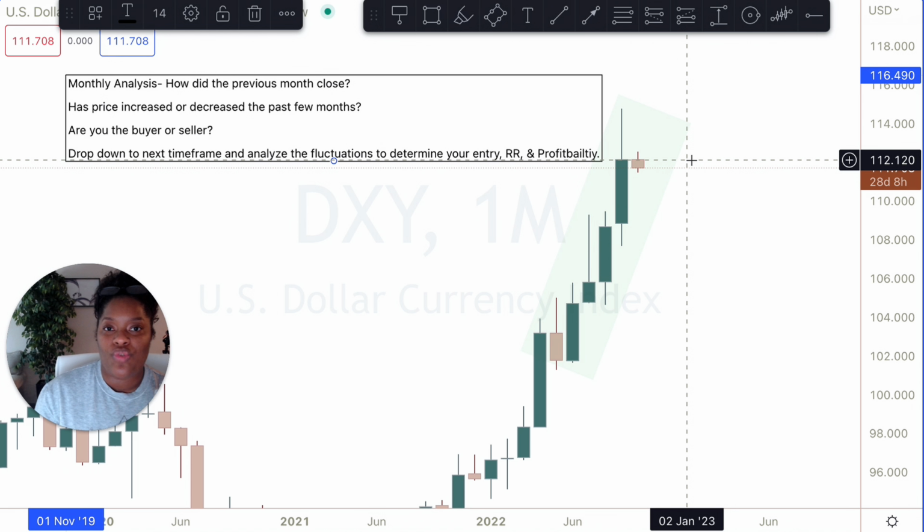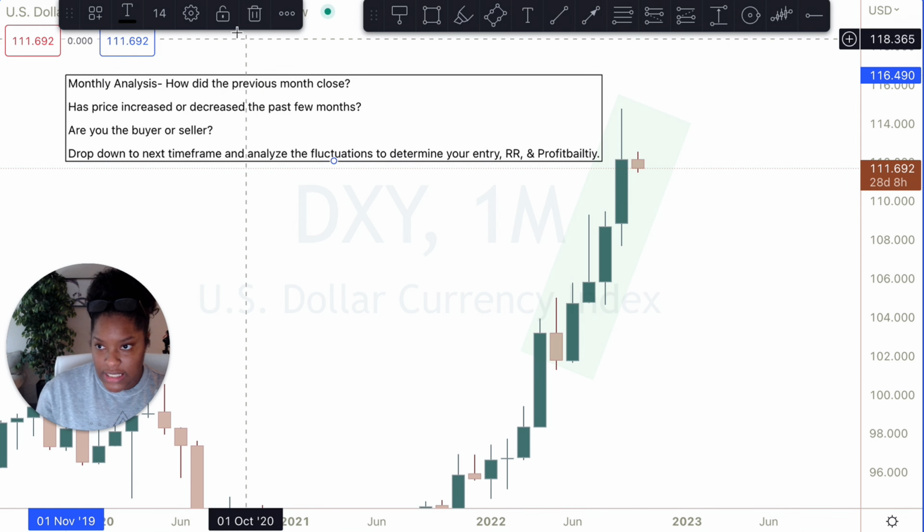So I need to drop down in time frames to find not the trend, because the trend is up, but to find an entry point. So I'm going to show you guys how that looks. But first, always notice how has price closed the previous month or months, not year. And then you're going to ask yourself, am I the buyer or the seller? If I was to actually trade this index, I would be the buyer. And once that comes out of my mouth, this is now where I drop down in time frames to find my buying opportunity. So let's go look at it here.